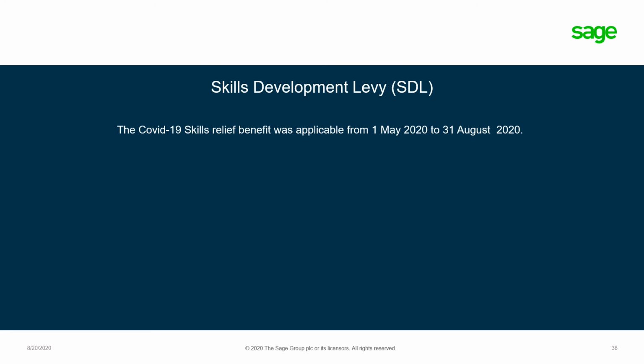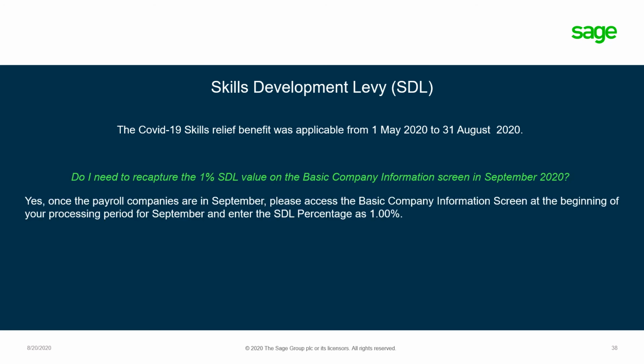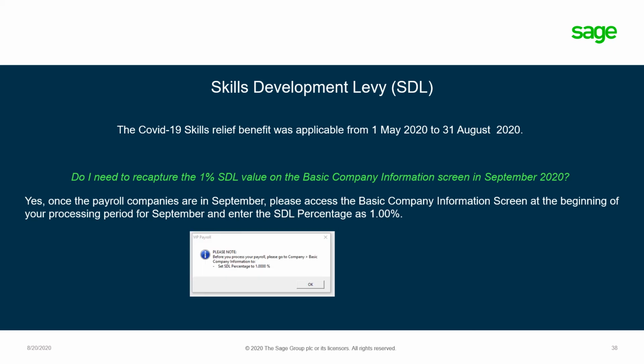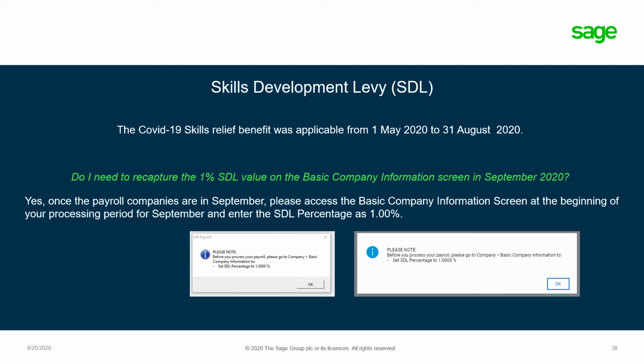Skills Development Levy. The COVID-19 Skills Relief Benefit was applicable from 1 May 2020 to 31 August 2020. Do I need to recapture the 1% SDL value on the basic company information screen in September 2020? Yes. Once the payroll companies are in September, please access the basic company information screen at the beginning of your processing period for September and enter the SDL percentage as 1%.